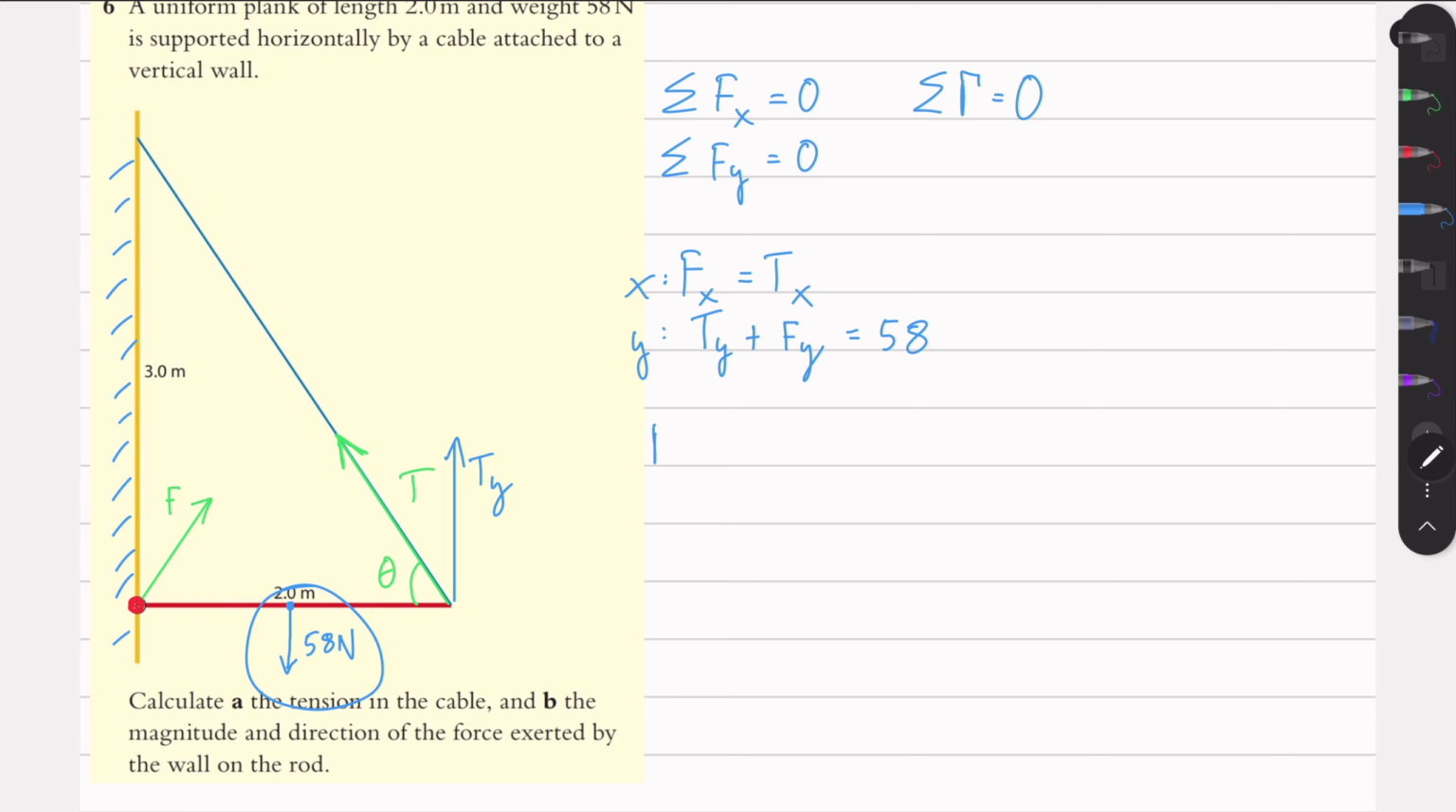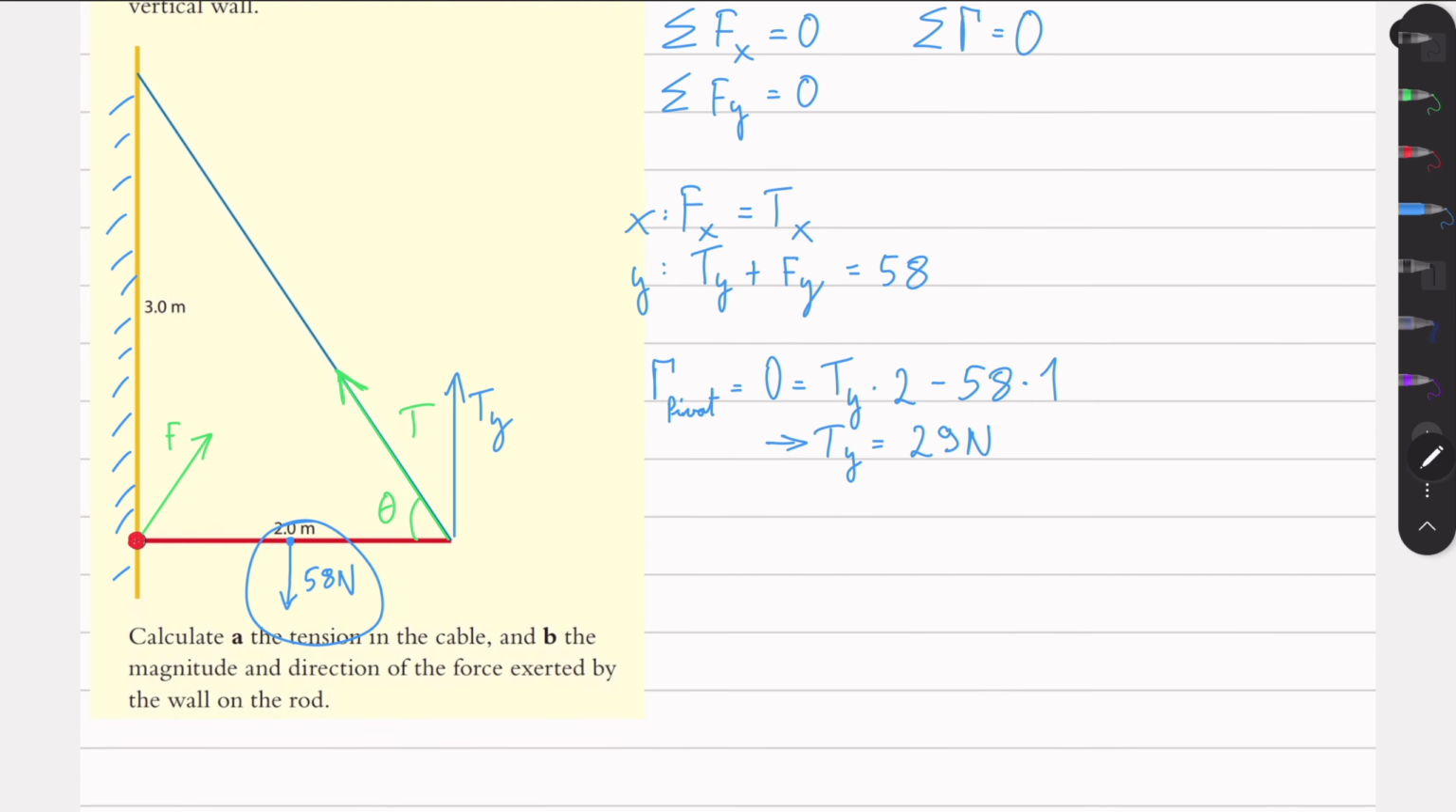So if we write the torque on the pivot, it has to be 0. And just like in the previous video, I'll take the torques that are rotating counterclockwise as positive and clockwise as negative. So Ty will have an arm, a distance from the pivot, of 2 meters, and it's rotating anticlockwise, and then we'll have a minus 58 times 1 meter, as it's in the center of the rod. So from this we can immediately calculate Ty. It's going to be 29 newtons.